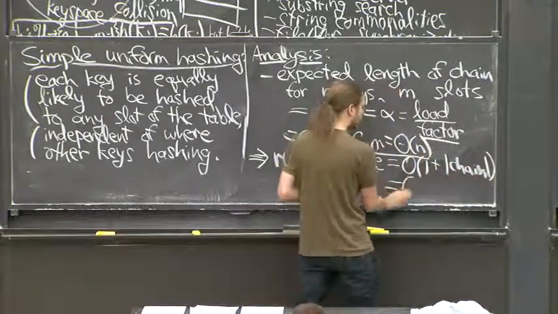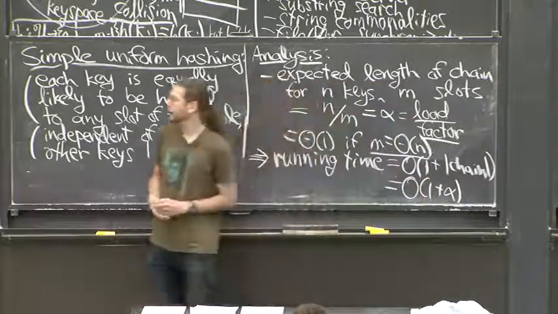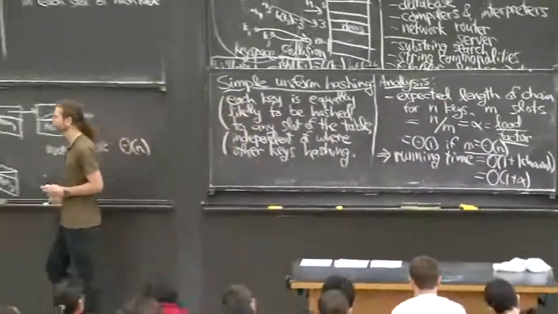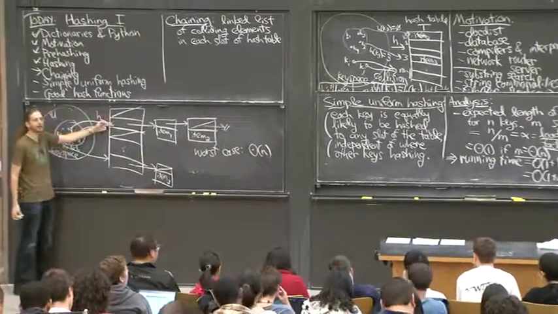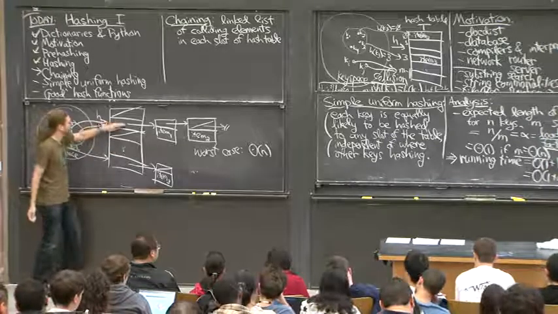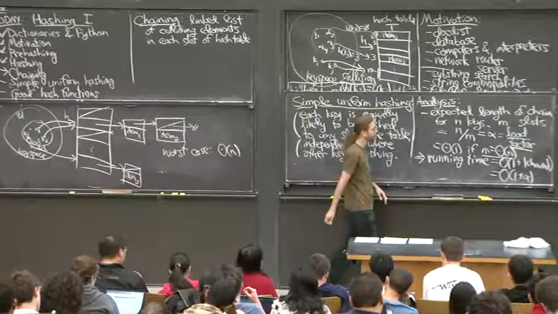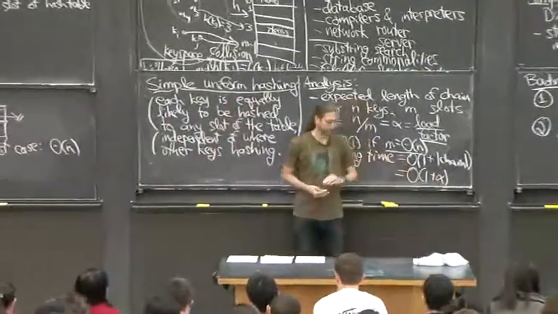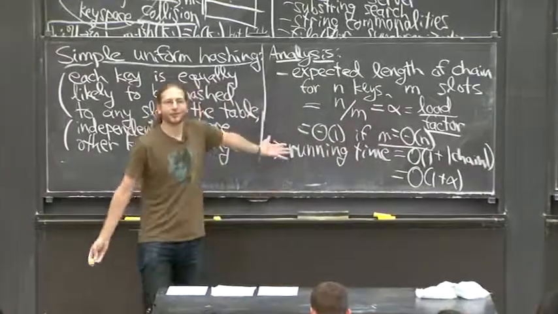Okay, so it's going to be 1 plus alpha. Why do I write 1? Well, because alpha can be much smaller than 1 in general. And you always have to pay the cost of computing the hash function. We're going to assume that takes constant time. And then you have to follow the first pointer. So you always pay constant time. But then you also pay alpha. That's your expected length. OK, that's the analysis. It's super simple.